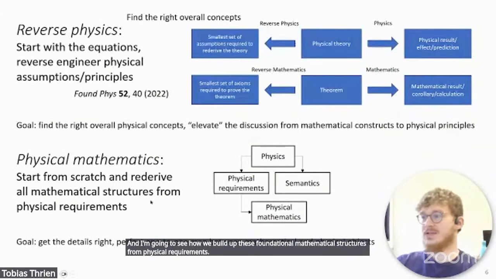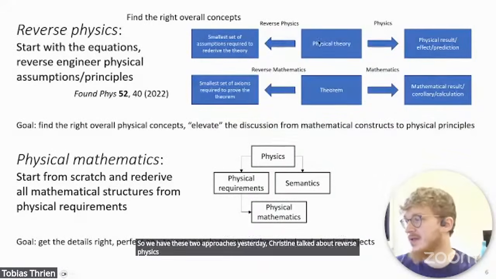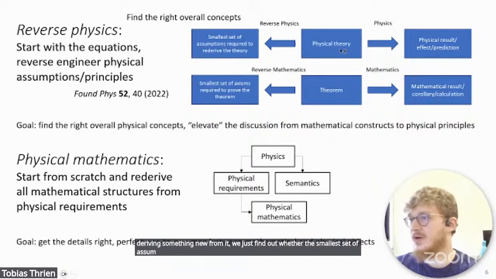So we have these two approaches. Yesterday, Christine talked about reverse physics, where we take the theory that we already have, and instead of deriving something new from it, we find out what is the smallest set of assumptions required for it.